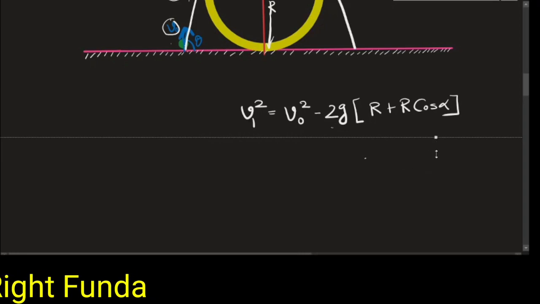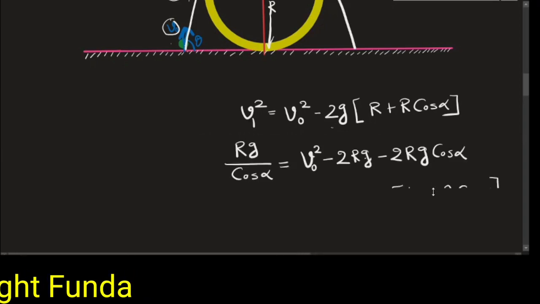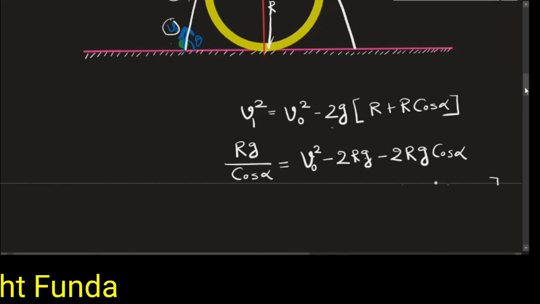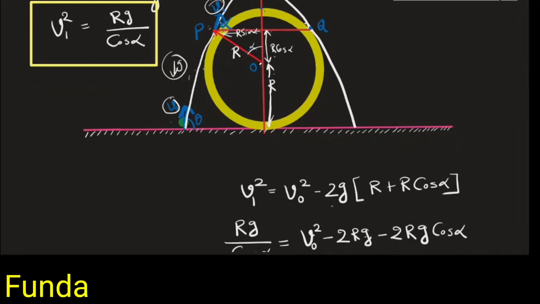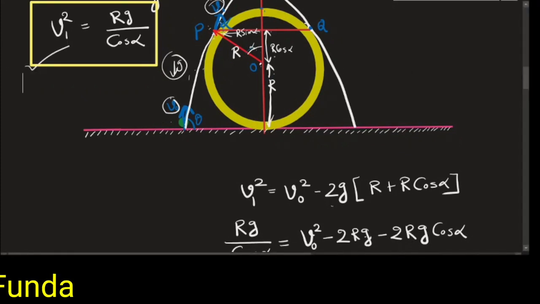That will be substituted. So if you see, V1 is equal to what? Rg by cos alpha. We have calculated here. The V1 is in terms of cos alpha, which we calculated here. So this value I substitute here. Then I got the result.